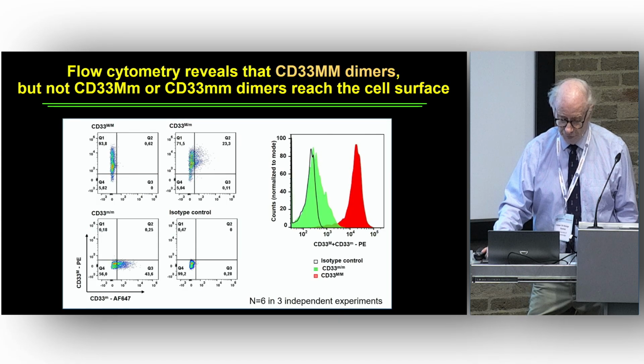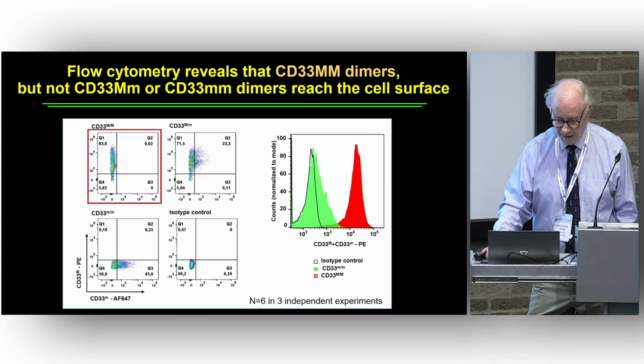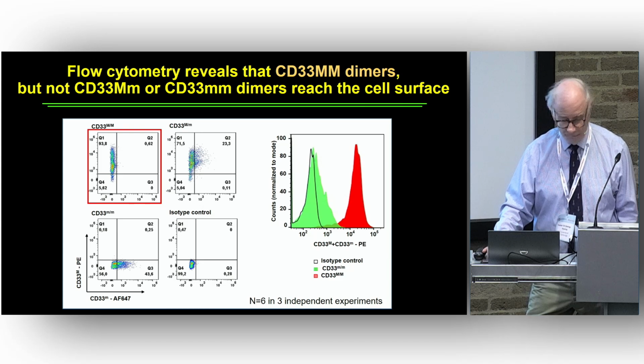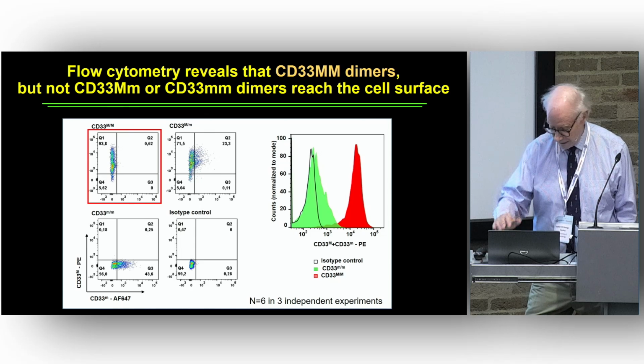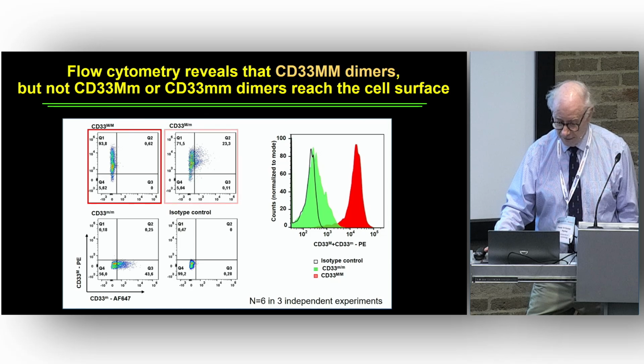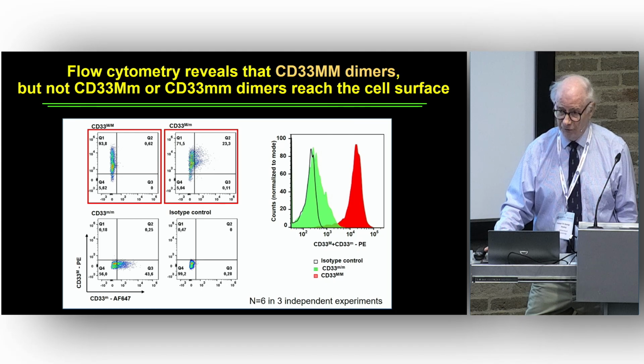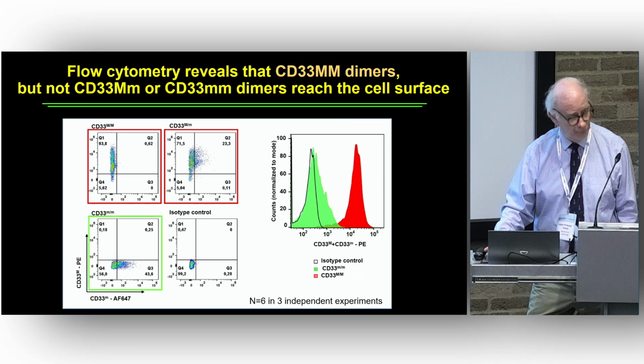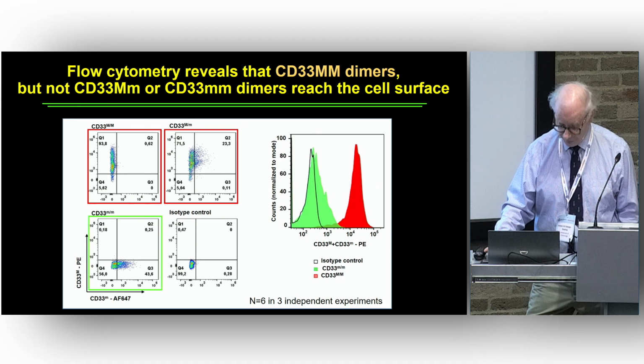First of all, we used flow cytometry, and as you could see, in cells expressing just the big isoform, the majority of cells in fact had that big isoform at the cell surface. In cells expressing both isoforms, the predominant form of the protein that got to the cell surface was indeed still the big isoform. And in contrast, in cells expressing just the smaller isoform, very little of it got to the cell surface at all.